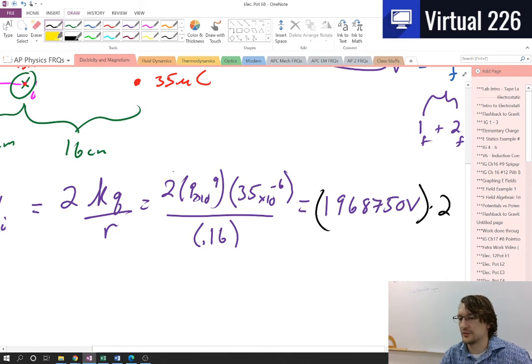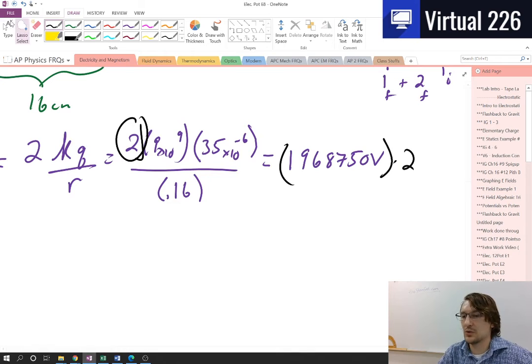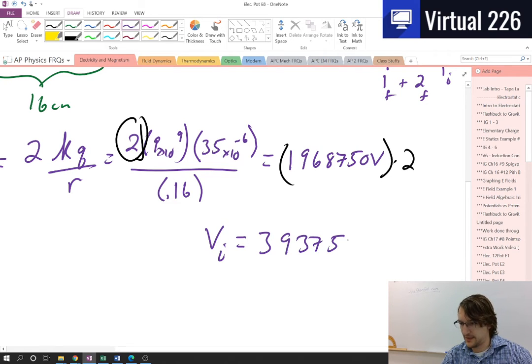This is what it is just for the KQ over R, and then we multiply that by 2 because we've got 2 charges, and we get the total initial voltage here is going to be double that, which is 3937500 volts. That's our initial voltage here, okay?